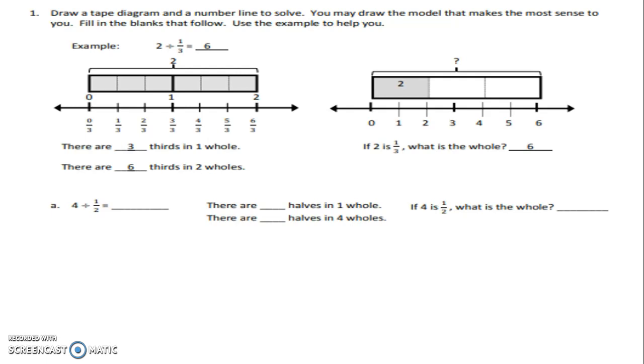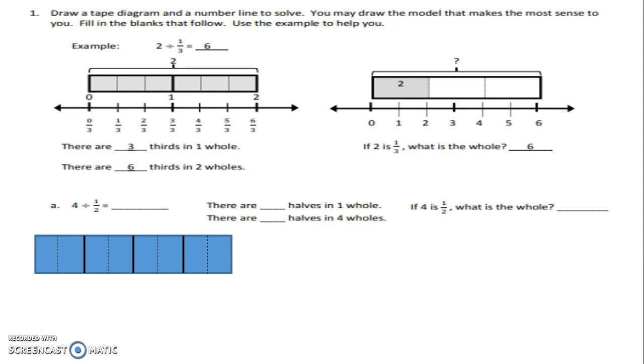So we're going to work through those example problems. So 4 divided by 1/2, if I have 4, and I split each section into a half, I'm going to have a total of 1, 2, 3, 4, 5, 6, 7, 8. And if I think through that, I know that there are 2 halves in 1 whole, so that must mean that there are 8 halves in 4 wholes. If I work the opposite way, if 4 is 1/2, what is the whole?